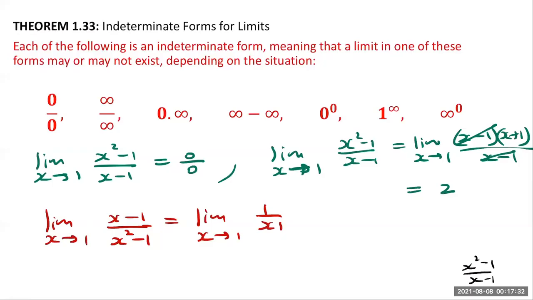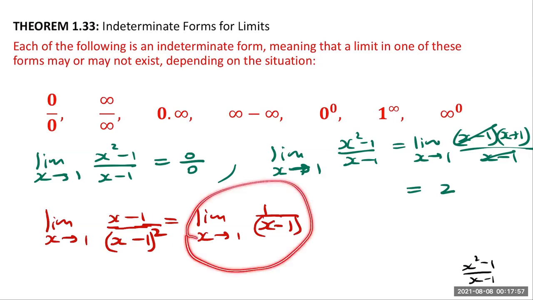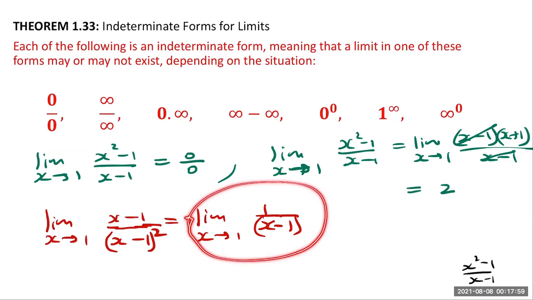Pardon me, I have a small typo here. This square should actually be outside. This should be x minus 1 whole thing squared. All right, now by cancellation, we get 1 over x minus 1, right? You cancel one of the factors, then you get this limit. Then, does this limit exist? No, this limit does not exist. Calculate the left limit and the right limit. You will see that you get plus infinity for the right limit and minus infinity for the left limit.